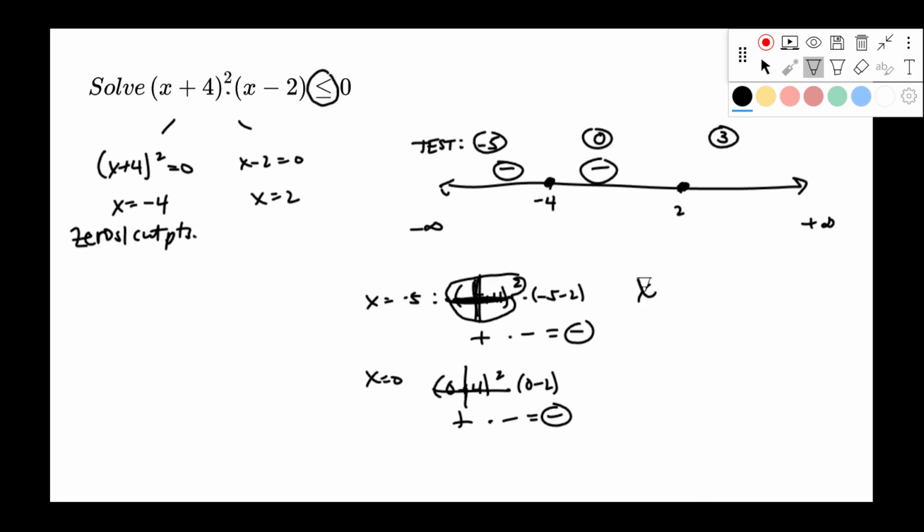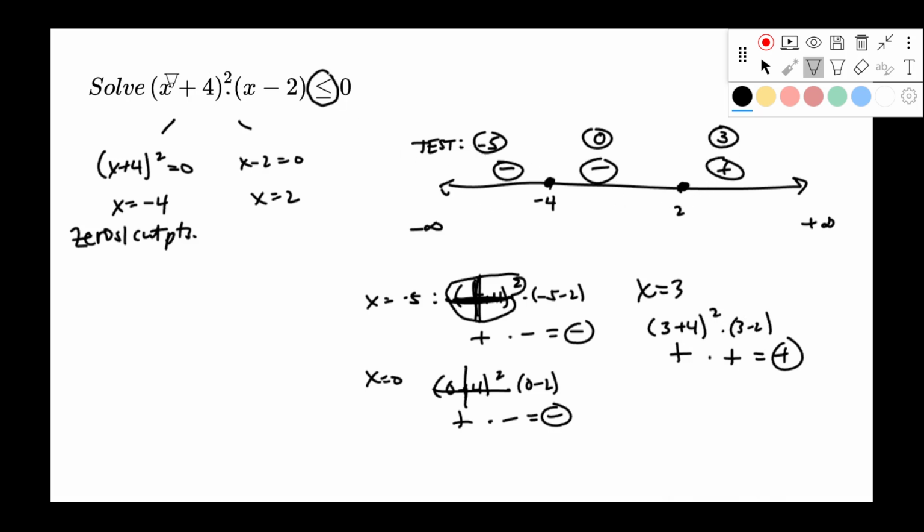Let's test x equals 3. We have (3 plus 4) squared times (3 minus 2). So that's going to be positive. 3 minus 2 is positive. That's a positive result. This is positive here.